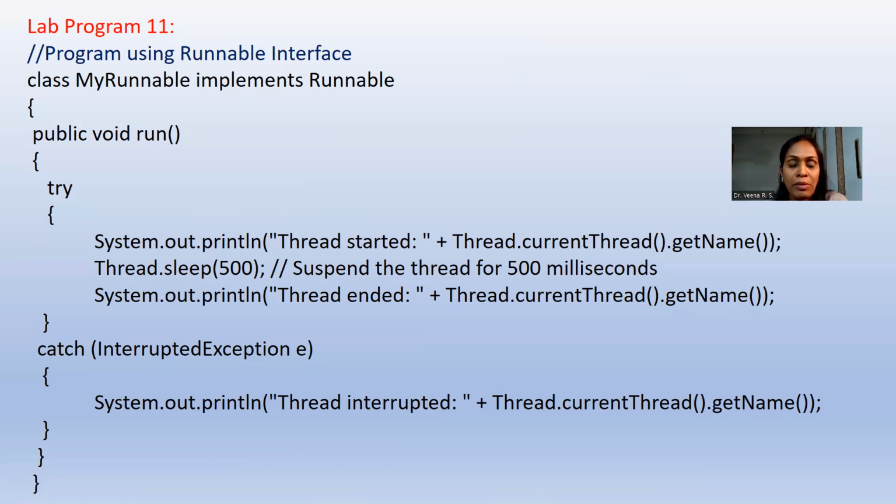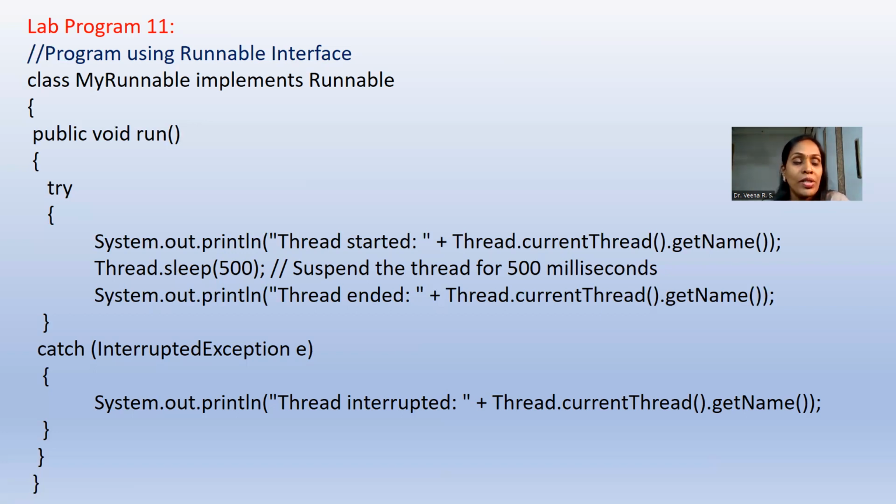Sleep is a static method. That's why we are not making use of the thread object. We are making use of the class name dot sleep method. Then we are writing System.out.println "thread ended". And again, while ending the thread, I also want the name of the thread. So again, we have written Thread.currentThread().getName().